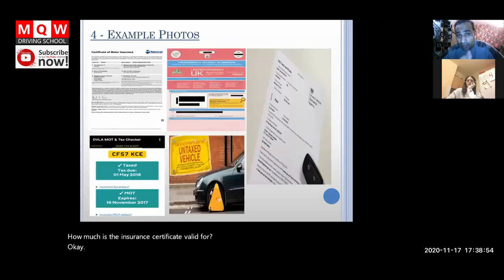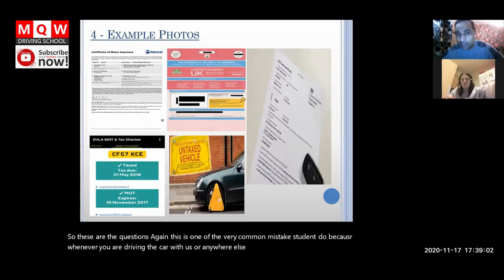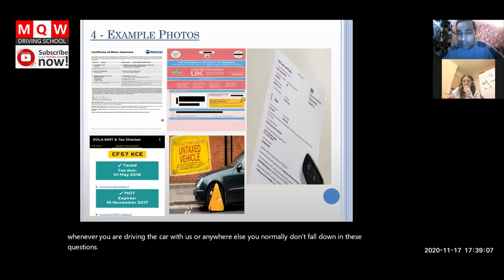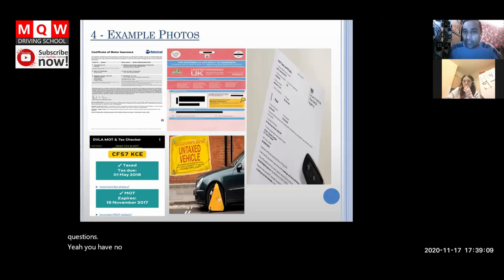Again, this is one of the very common mistakes students make, because whenever you are driving the car with us or anywhere else, you normally don't fall down in these questions. Yeah. You have no experience because maybe your dad buys the car, so he knows how to do this thing, but you don't have any experience.